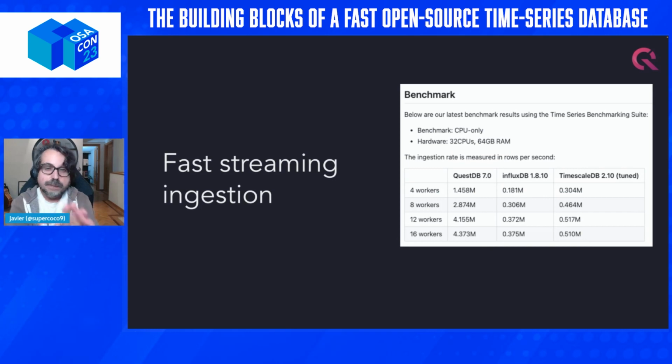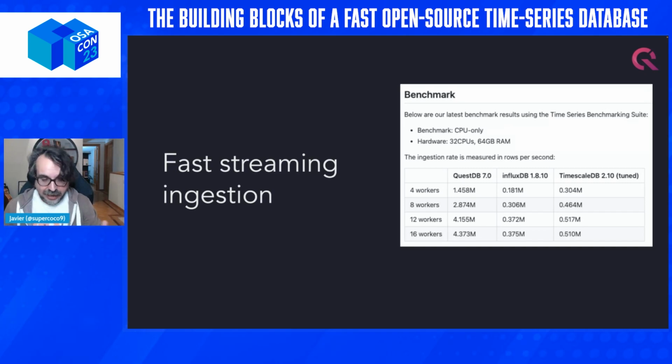And the first building block of a time series database is being able to ingest data pretty fast. In our benchmarks with QuestDB, we have found that we can ingest over 4 million records per second on a single instance with 16 CPUs, which is kind of fast. It's faster than some other databases out there. And these rows, by the way, in this benchmark, are 10 numbers and 10 strings. So with 20 columns, we are able to ingest over 4 million rows.